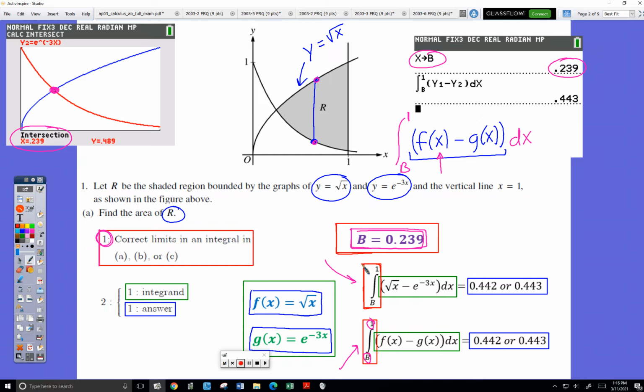Then the integrand point here is for having the correct integrand. It could be this type, or my preference is f subtract g, make sure you have these parentheses, multiplied by dx. If you have that, 1 more point. The third point is for the correct decimal answer. It must match exactly 0.442 or 0.443. If there's anything different, you would get 0 points for that. The entire problem is worth 3 points. You can get 1, 2, or 3.